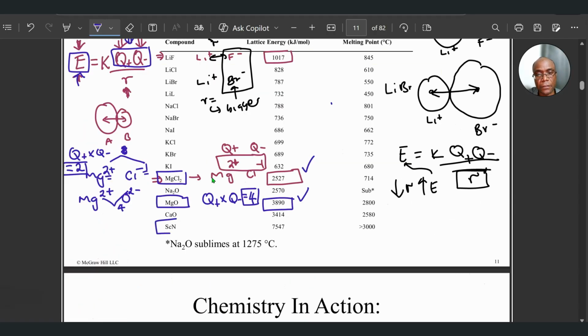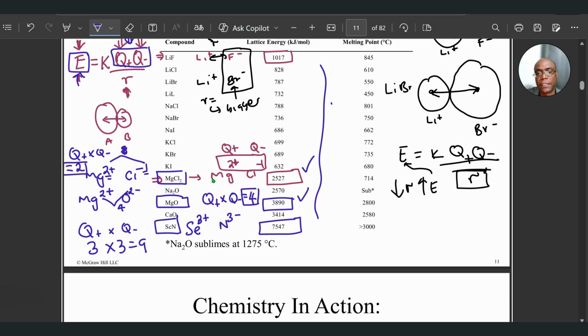Now, in the case of selenium nitride, Se has a charge of 3 plus, N has a charge of 3 minus. So now in that case, if you do Q plus times Q minus, it's going to be 3 times 3. It's 9, which is why you see selenium nitride has the highest lattice energy compared to the rest. And its melting point is so high because you have a lot of electrostatic forces in its crystal lattice.